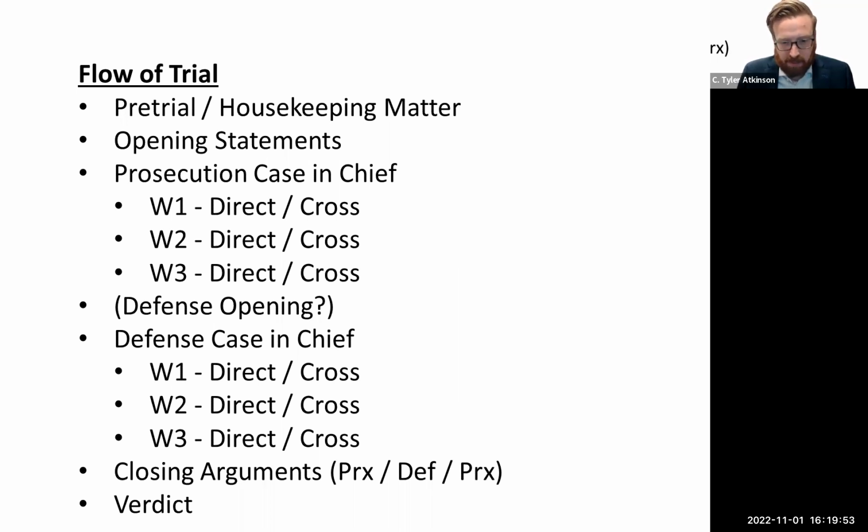If the defense has not opened, they'll open, and then the defense will call defense witness one. Prosecution will cross. Defense will then call witness two. Prosecution will cross. Defense will call their third witness. They'll conduct direct. Then prosecution will ask cross questions. Both sides close. You provide closing arguments. Prosecution goes first, then defense, then prosecution closes. They get to open and they get to close.